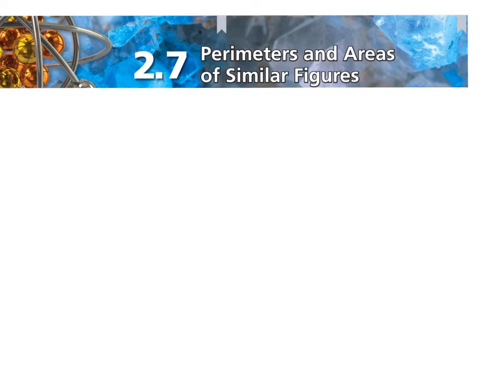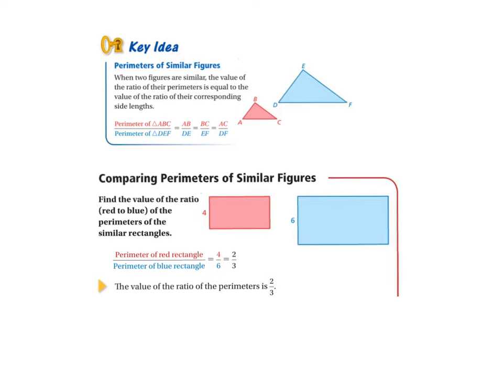Okay, 2.7 is perimeters and areas of similar figures. Remember, similar figures are made by enlarging or reducing, so dilations. So let's get started. Okay, so rule one here, key idea one, is the perimeters of similar figures.